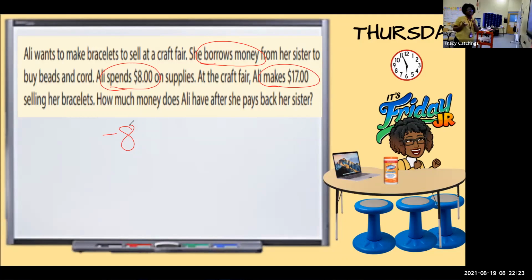All right, now let me tell you this. When we use the terms add and subtract, it's not used the same way. At this level, you will find that they kind of get rid of the terms add and subtract. And so once you pick out the value of that number, if it's positive or negative, that's what will help you determine if you're going to add or subtract in your expression. So we have a -8 for supplies, and then we made $17, so that's just going to be a +17.